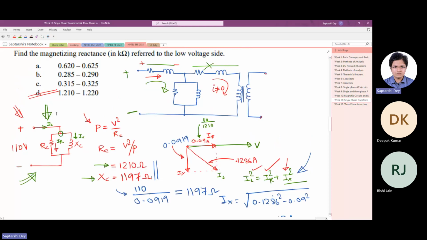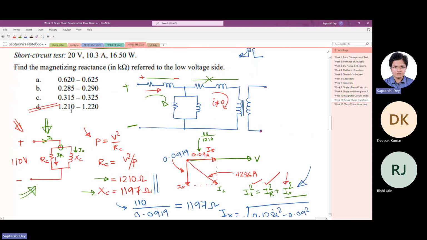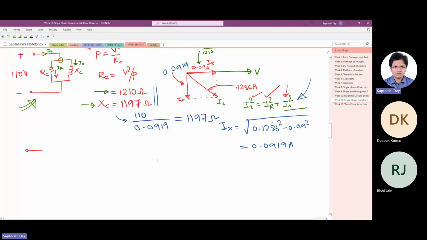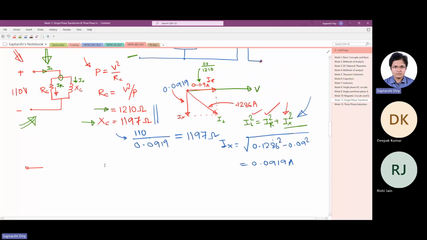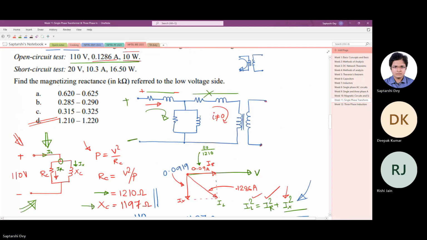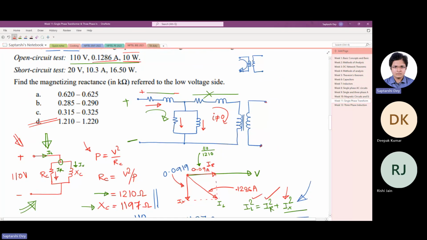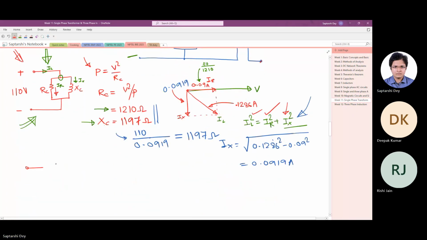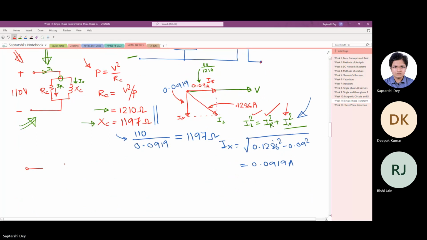So now we will do the short circuit test calculation. So it is done from the high voltage side. And since a very low amount of voltage is enough to send the short circuit current, the current through the magnetizing branch can now be ignored, because core loss depends on how much voltage you are applying. And since the voltage supplied is very low, core loss can be ignored. So this is the equivalent circuit for the short circuit test.